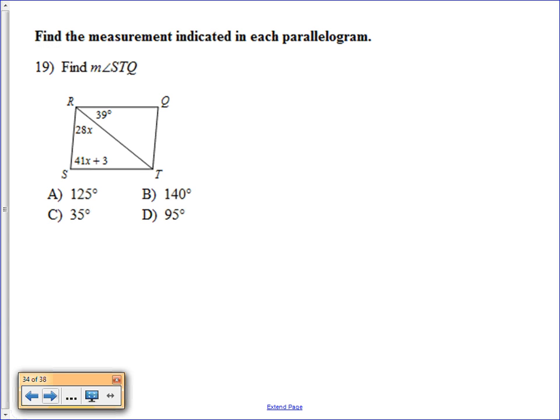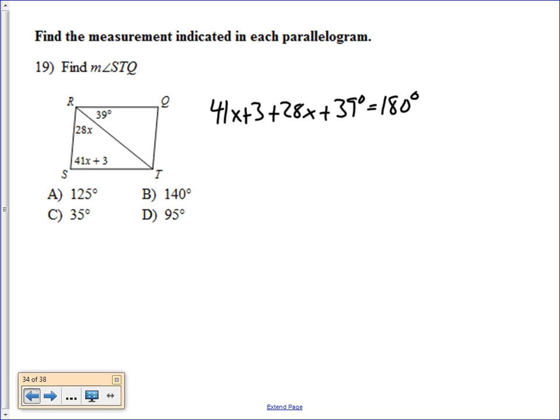So 41 plus 28 plus 39x should give us... this angle plus 28x plus 39 should give us 180. Guys, the consecutive angles of a parallelogram should be supplementary. So once I get what 28x plus 39 is, T is the same thing.